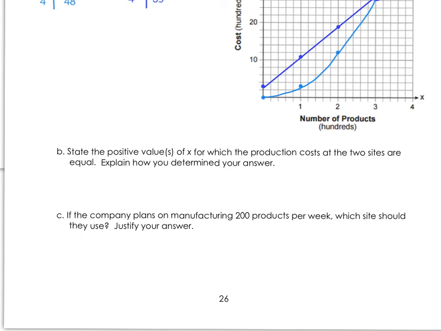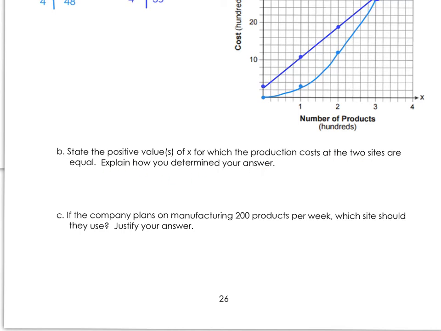So this question says, state the positive values of x, which we only see positive x values here. That's just telling us that since this is a parabola, it'll probably come back up the other direction. I'm only caring about positive values, at which the two sites are equal. So when will they be the same? And explain how you determined your answer.